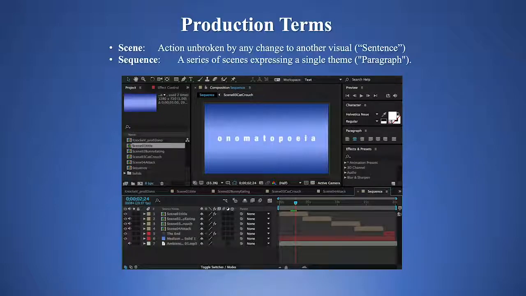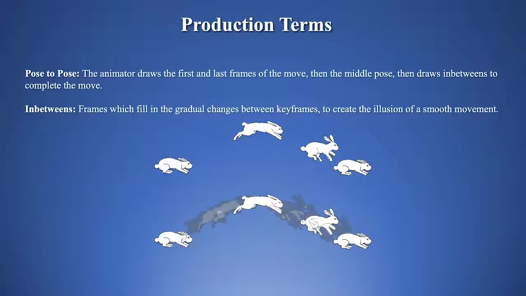A scene is action unbroken by any change to another visual, like a sentence. A sequence is a series of scenes that express a single theme, like a paragraph. Pose to pose. In pose to pose, the animator draws the first and last frames of the move, then the middle pose, and then draws in-betweens to complete the move. The in-betweens are frames which fill in the gradual changes between the keyframes to create the illusion of a smooth movement.